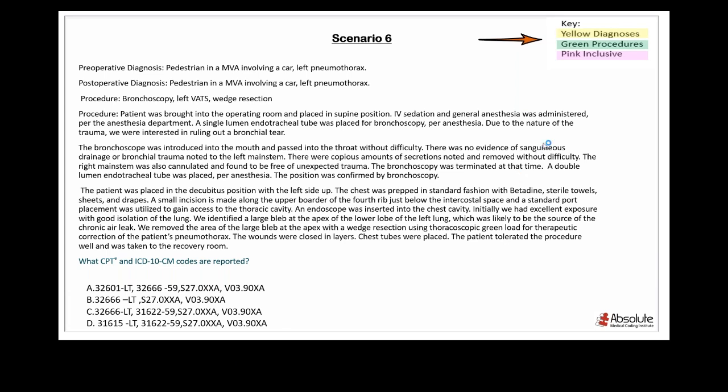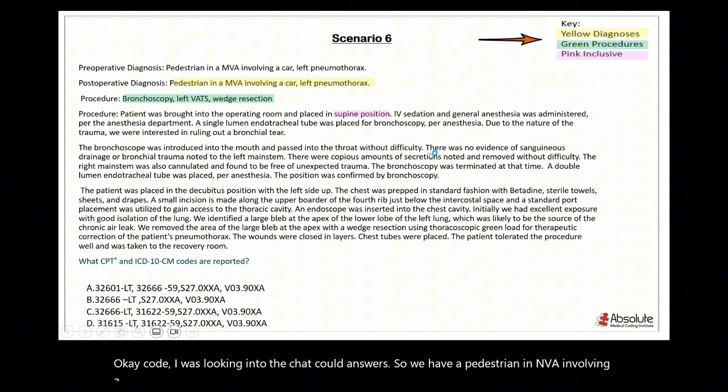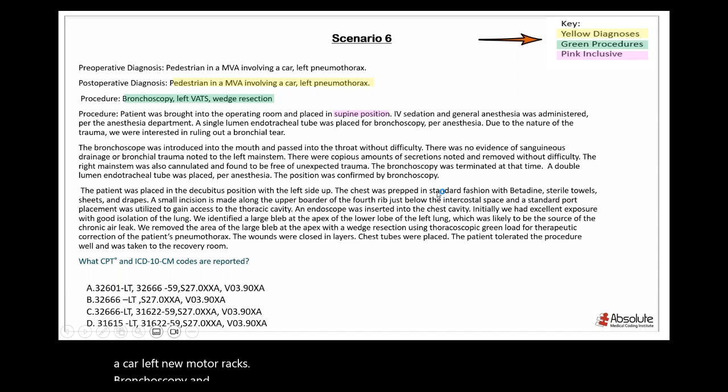Okay, coders, I was looking into the chat. Good answers. So we have a pedestrian in MVA involving a car, left pneumothorax, bronchoscopy, and left VATS wedge resection performed. Patient was placed in supine position.